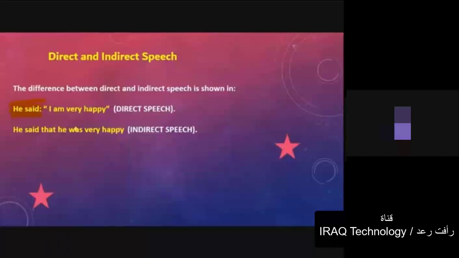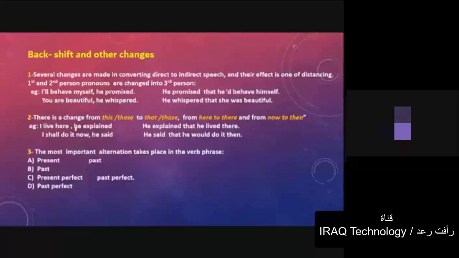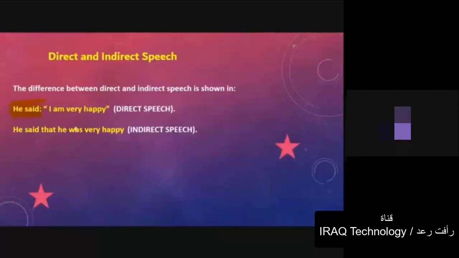For example, simple present changed into simple past. For example, present perfect to past perfect. Future, for example, will or shall will be changed into would and should. Everything in direct speech changes to its past counterpart. This is a must. Okay, clear the direct and indirect speech? Clear, guys? Yes, miss. Clear.